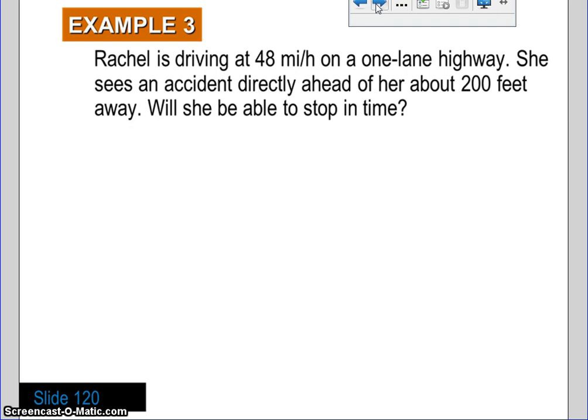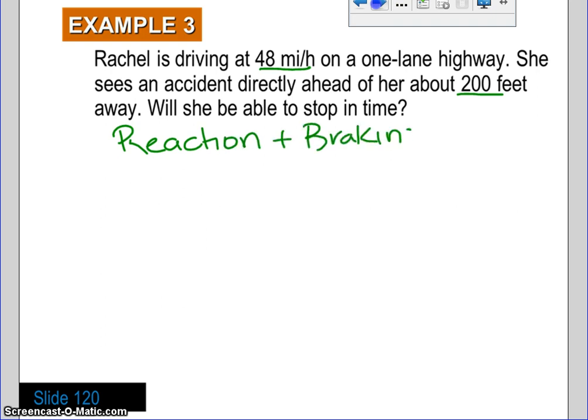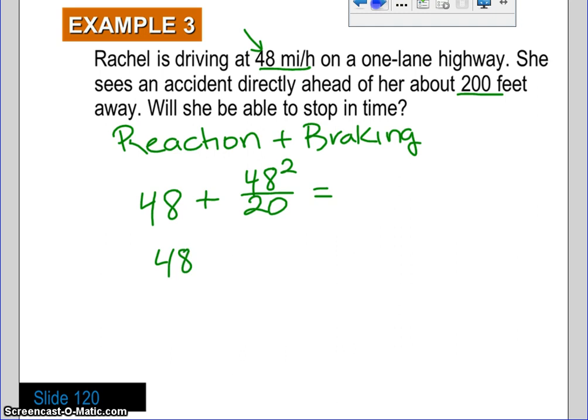Now it says Rachel's driving 48 miles per hour on a one-lane highway. She sees an accident 200 feet ahead of her. Will she be able to stop? In this case, we're talking about her reaction distance plus her braking distance. We already determined reaction distance is approximately the same as the miles per hour, so that's going to be 48. Plus, we learned a formula, which was the speed squared divided by 20, and that gives us the braking distance. The total of all that gives me my total stopping distance.